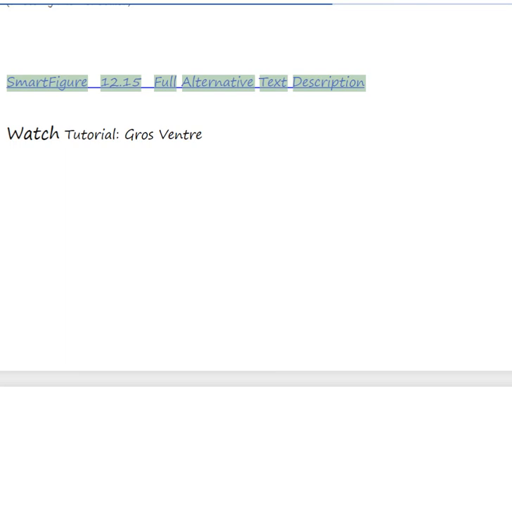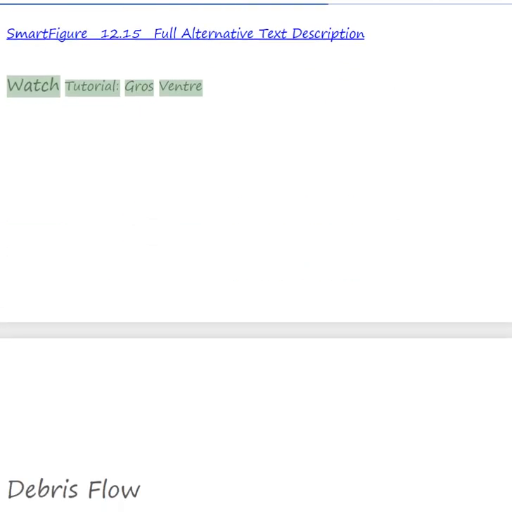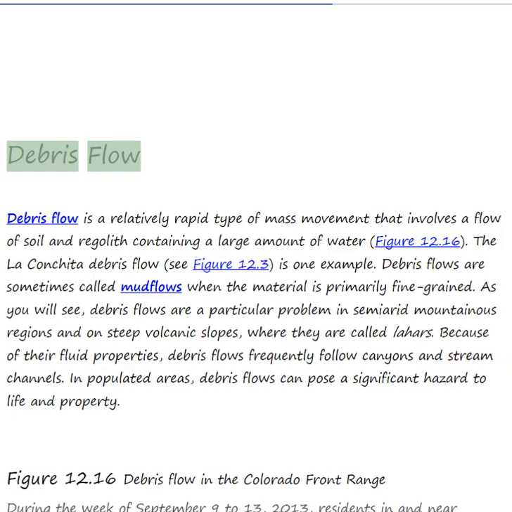Figure 12.15 Gros Ventre Rock Slide. Watch tutorial, Gros Ventre. Debris flow.